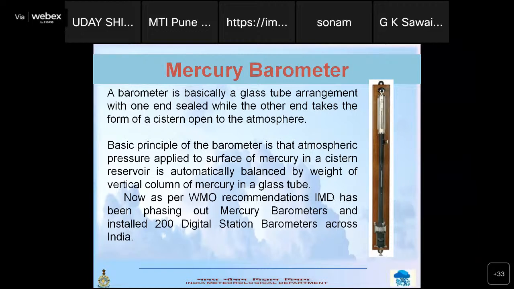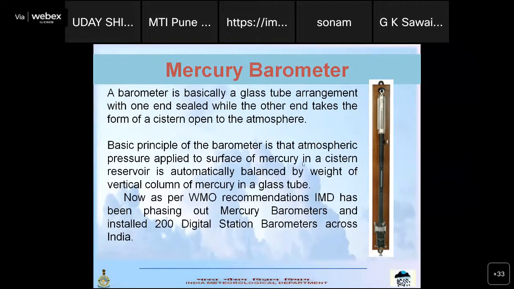One end of this tube is closed, and the other end of this tube is open. The open portion takes the pressure exerted by the air on that mercury column, and the mercury column will rise, and that rising mercury column will be read by the observer. That is the pressure at that particular station.